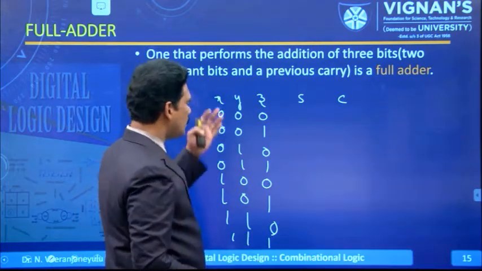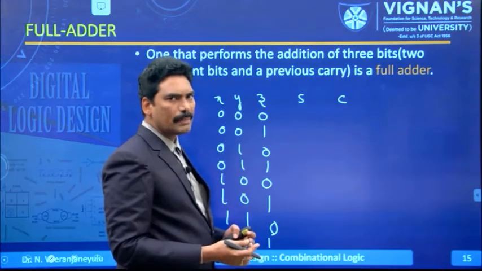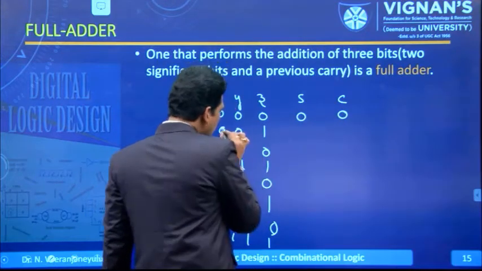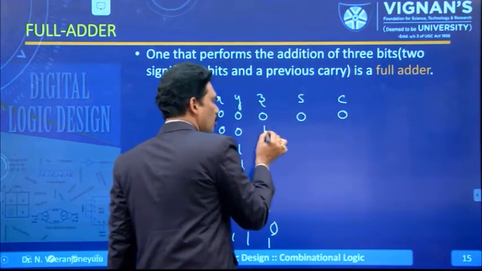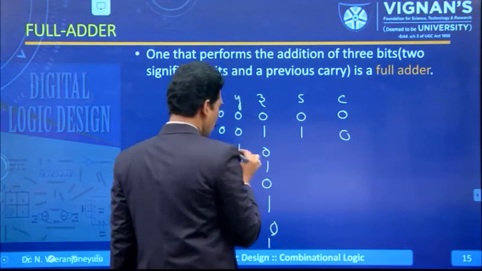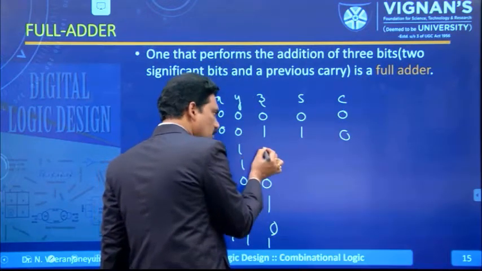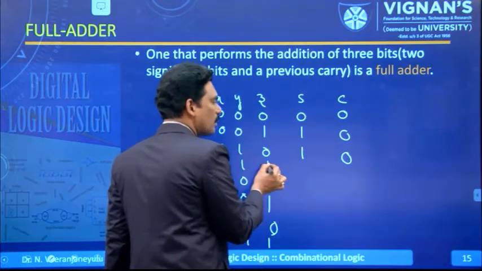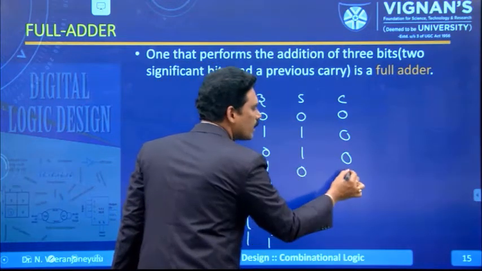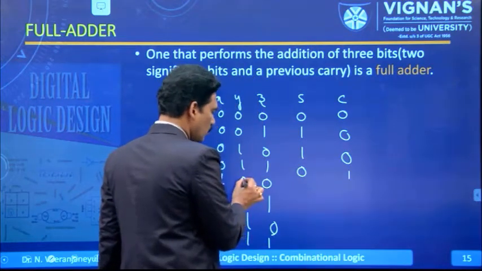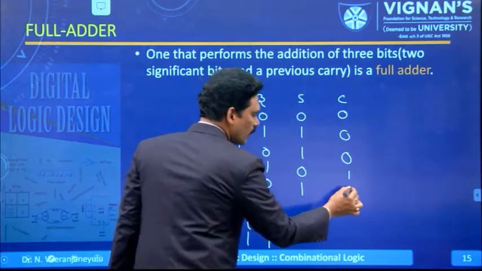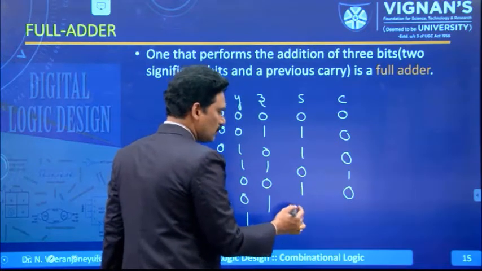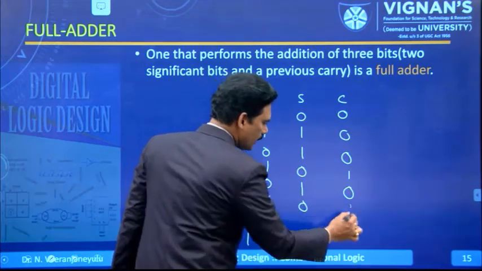These are the combinations. How to perform the addition operation? For 0 0 0, the sum is 0 and the carry is also 0. For 0 0 1, 0 plus 0 plus 1 is 1, the carry is 0. Now 0 1 0, 1, the carry is 0. Now 0 1 1, 1 plus 1 is 1 0, sum is 0 and carry is 1. Here 1 0 0, sum is 1 and the carry is 0. Now 1 0 1, 1 plus 1, sum is 0 and carry is 1.